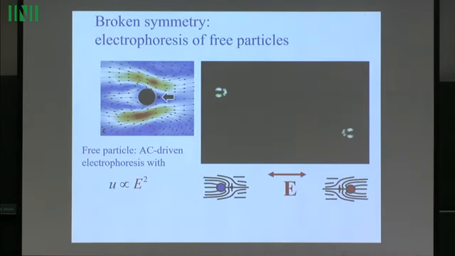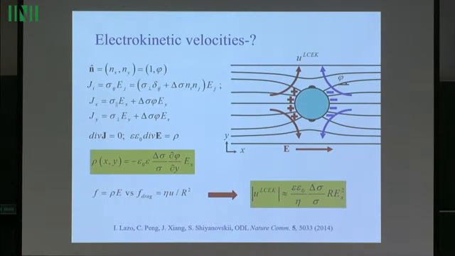If the particle is free to move, then you would obtain what you already saw: the electrophoretic motion of the particle either to the right or to the left, depending on the symmetry of the thing. And now you can develop a simple theory of what's going on by assuming that the director distortions are weak, very small deviations from the uniform background.